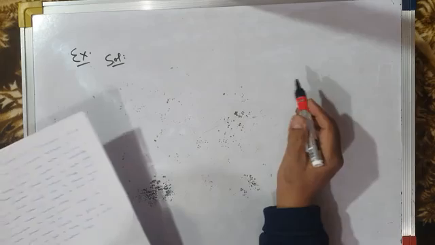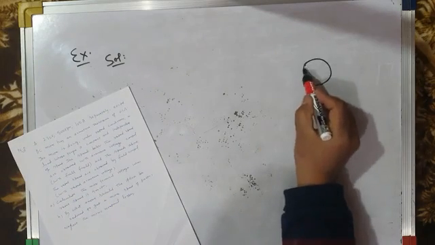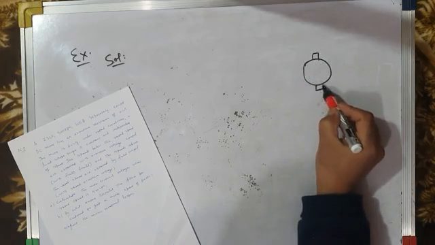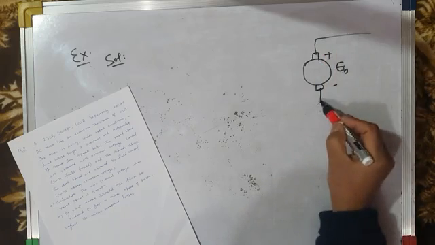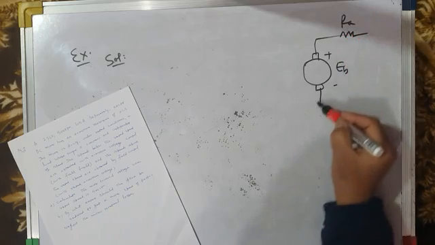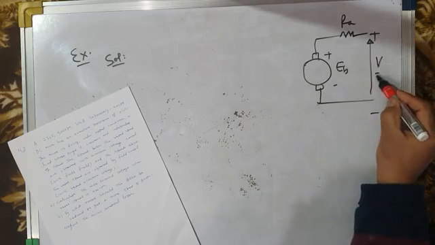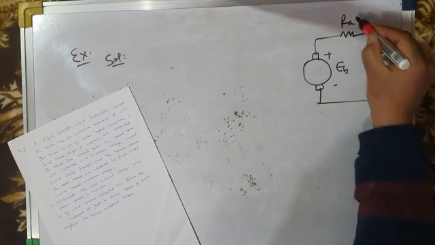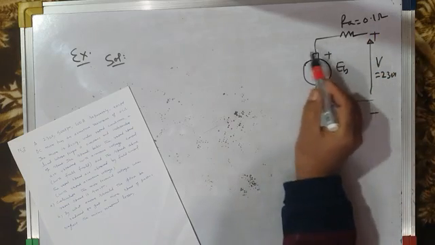The data given is a separately excited DC motor like this. This is the armature resistance RA. It's given in the problem that the armature resistance is 0.1 ohm, and the applied voltage is 230 volts. The armature resistance of 0.1 ohm includes the resistance of the brushes also.